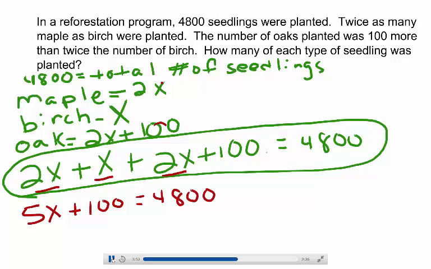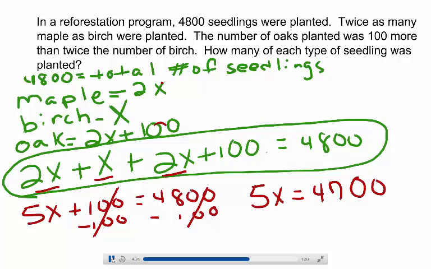Next, I'll combine my constants. To combine my constants, I'll subtract 100 from each side, as my goal is to isolate x. In other words, get x by itself on one side, and a single number on the other. When I subtract 100 from both sides, I end up with 5x equals 4,700.